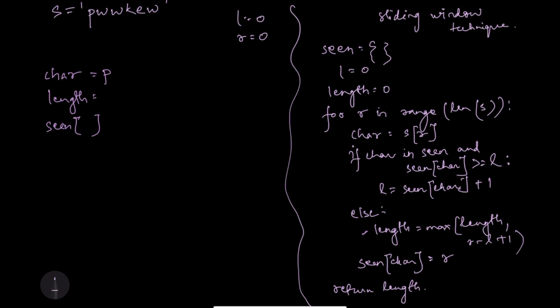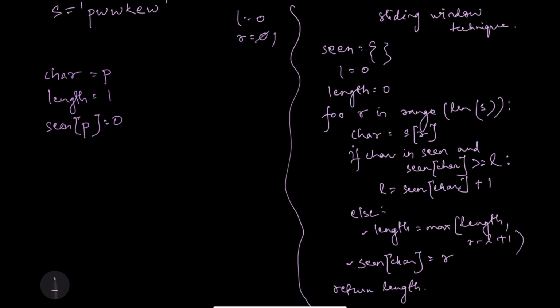So we will take the maximum between our length and right minus left plus 1. Our right minus left plus 1 would be 1 and our length is 0. So we will have 1 here. Now we will come here and we will add P to our hash map with the index of 0. So we have the index. Now we will move on to the next iteration.